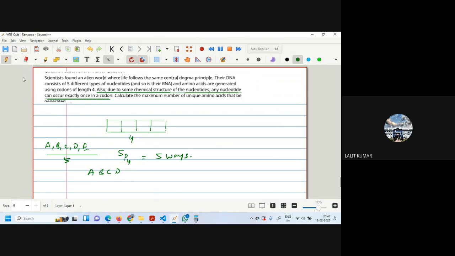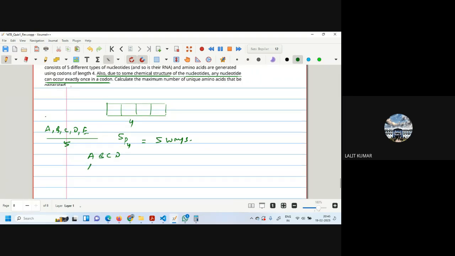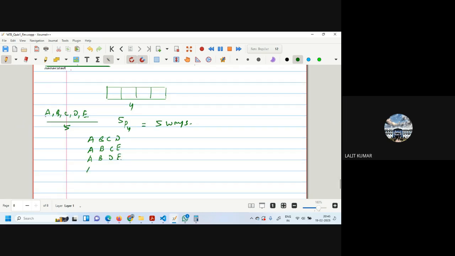A, B, C, D. Then I can have A, B, C, E. I can have A, B, D, E. Is that okay? And then I can have A, C, D, E. And I can have B, C, D, E. These are the only 5 possible. In this, I can select the combinations.